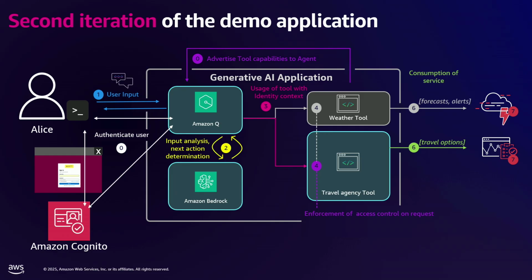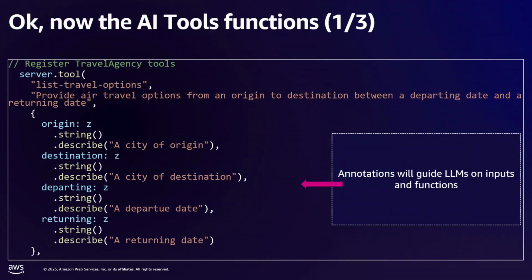And then the sequence here is very similar to the previous one, except that we have another arrow from number 3 to number 4, which not only gets weather alerts, but also tasks the travel agency to get all the travel options. So it still goes through Alice signing in to Cognito, using the token to access Amazon Q as an agent. Q gets instructions from Bedrock on what to do. Bedrock will tell it to get alerts and also list the travel options from the agency tool.